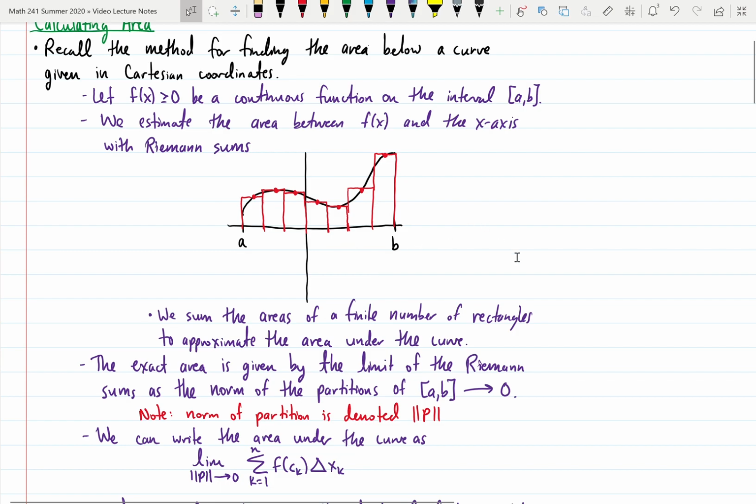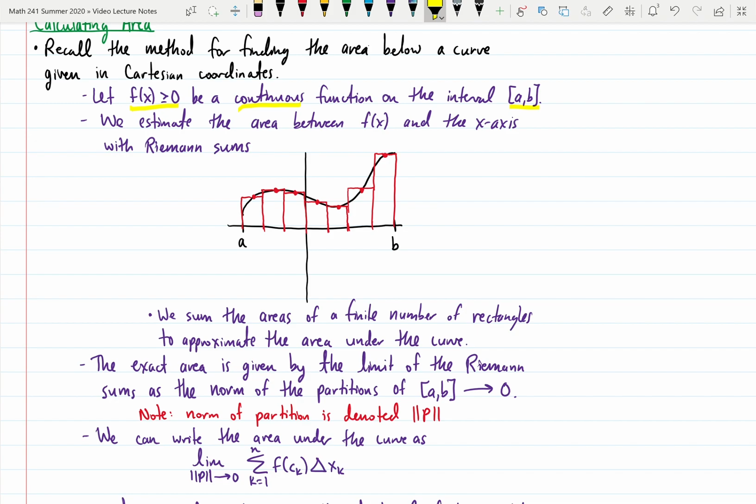And I think it's a good idea to start by talking about area bounded by functions given in Cartesian coordinates first. So this will be a little bit of a throwback to Calc 1. So we're going to recall the method for finding the area below a curve that's given in Cartesian coordinates. So say that we have a function f of x. Just for simplicity's sake, for now, it's going to be greater than or equal to 0 everywhere, and it's also going to be continuous on this interval from a to b.